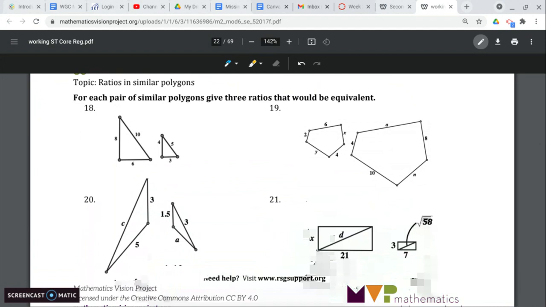All right, this last section, for each pair of similar polygons, give 3 ratios that would be equivalent. So we're going to take a look at this one. So 6 over A would be equal to 2 over 4, would be equal to y over 10. All of those are equivalent. We could do it for any one of these, but these would all work out to give us equivalent ratios because these are similar figures. So all the ratios of the sides need to be the same. So that's what you're looking at doing here.